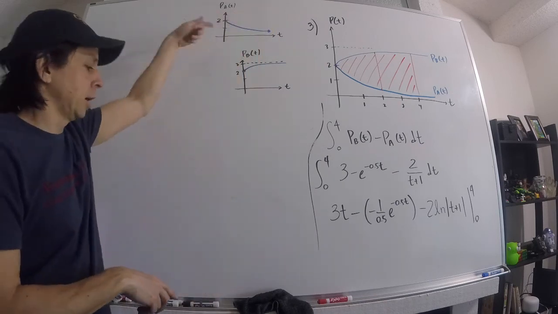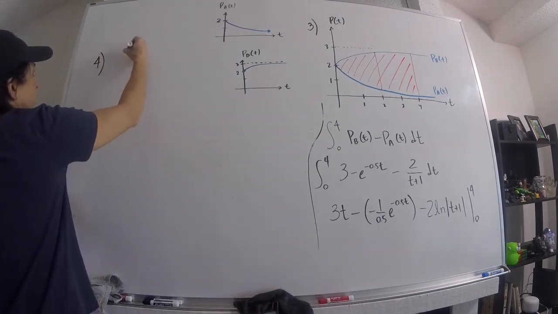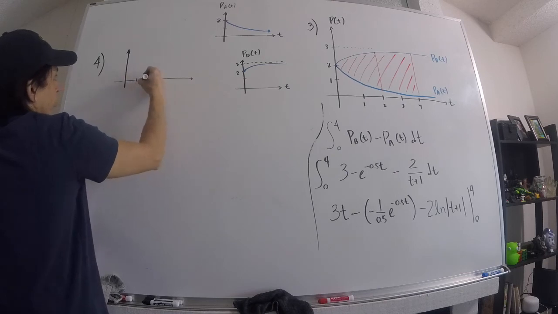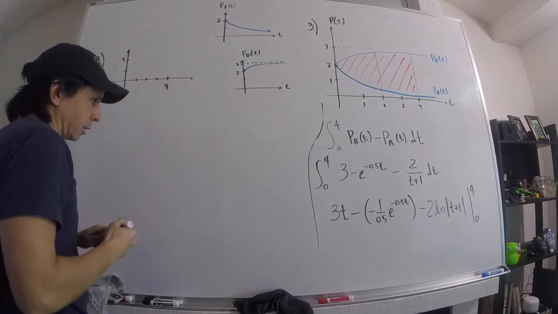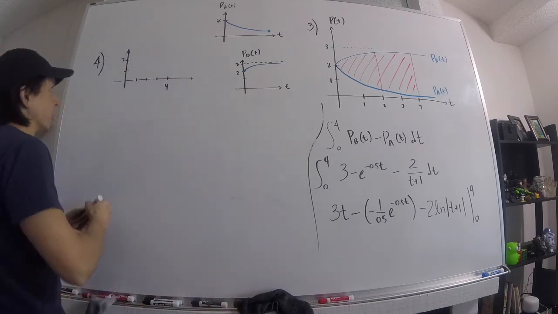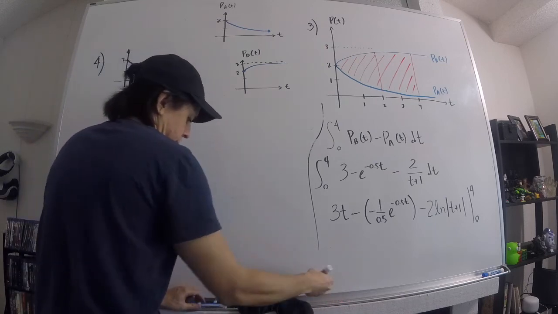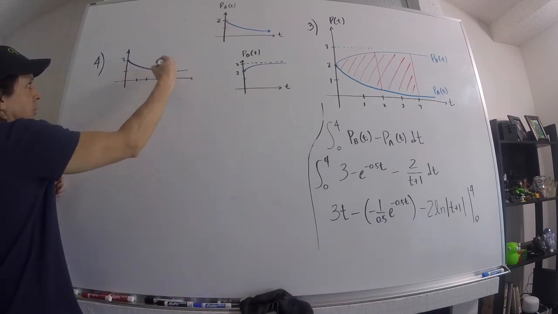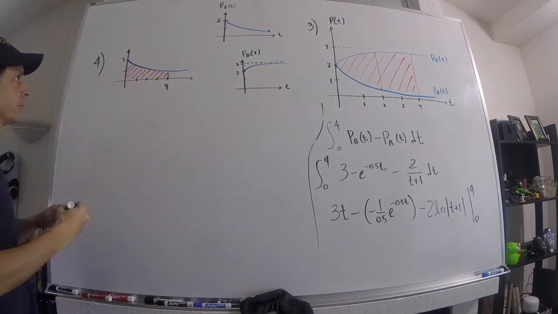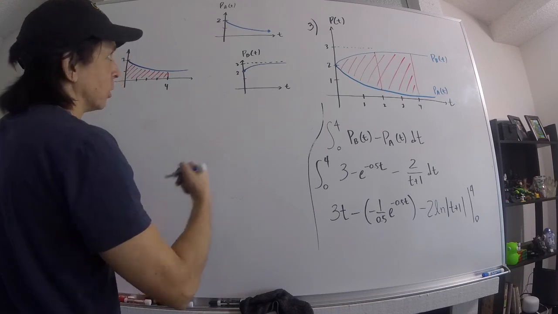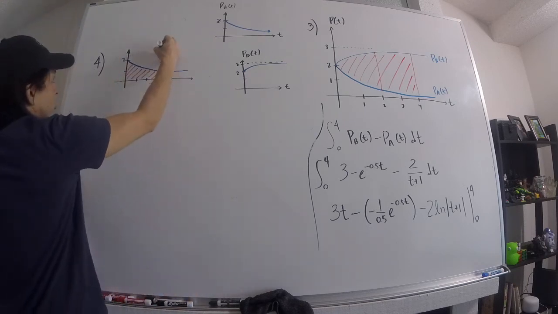A. So what I want to do for number 4 is just take that function there, the annual profit of plan A, and figure out how much money accumulates over the next 4 years, so from 0 to 4. That function, plan A, was which one? 2 over t plus 1.